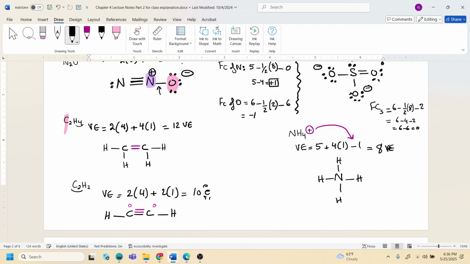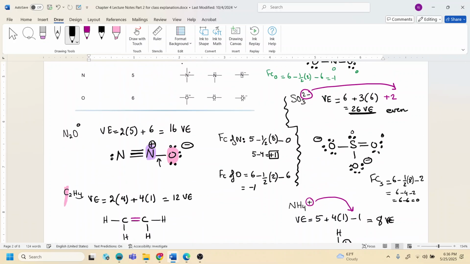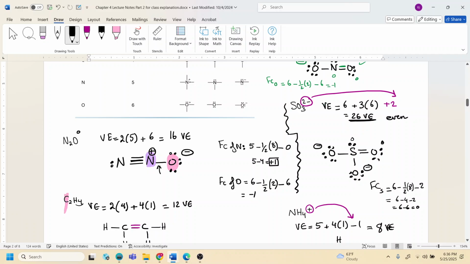Okay. So it's 5 minus 5 plus 3. This is going to be 8 valence electrons. So these are my 8 valence electrons. And the nitrogen has a plus charge. Why? Because when nitrogen has 4 bonds, it has a plus charge. Okay.